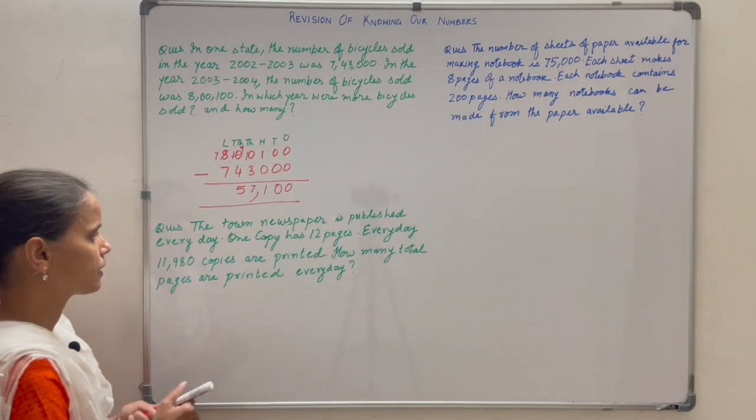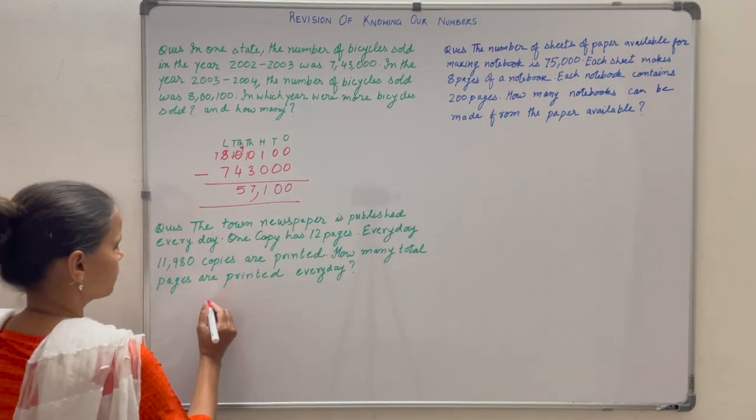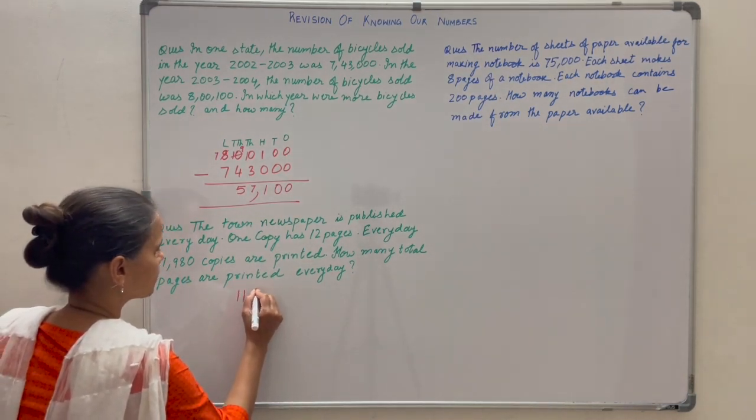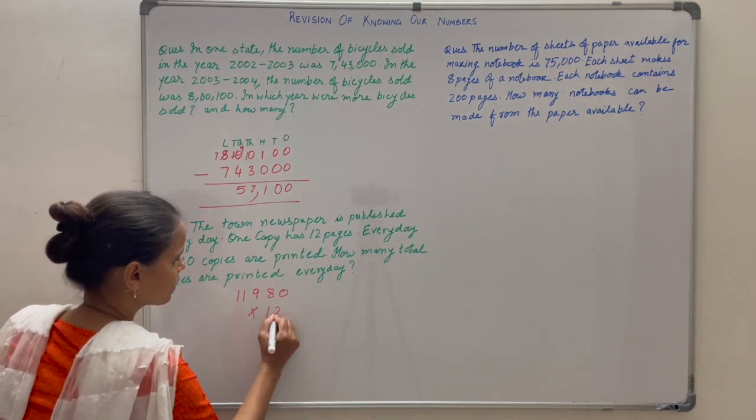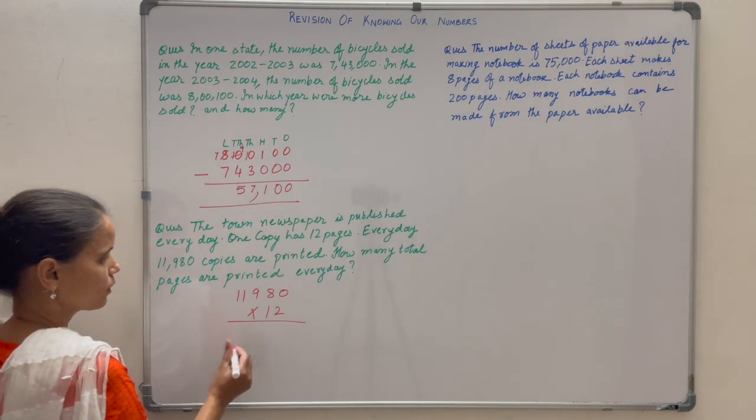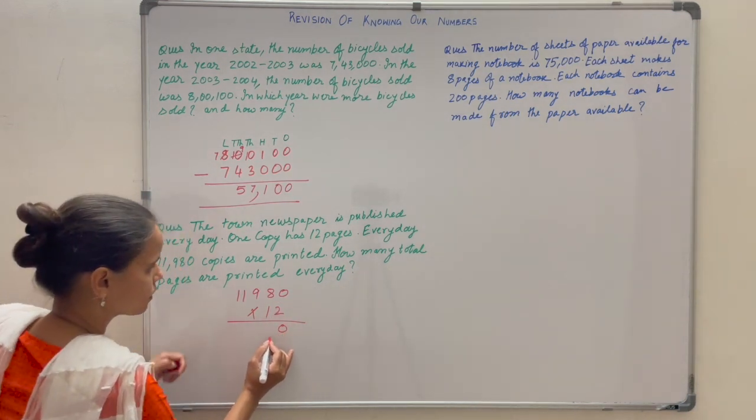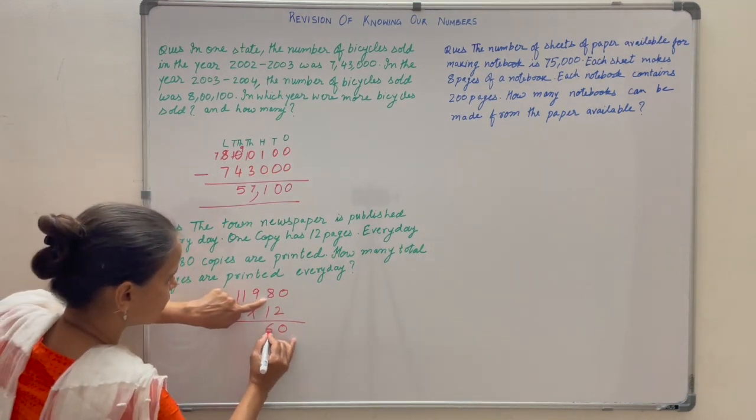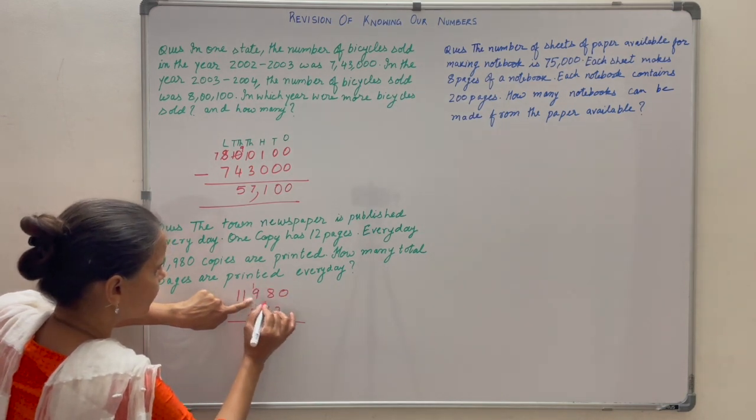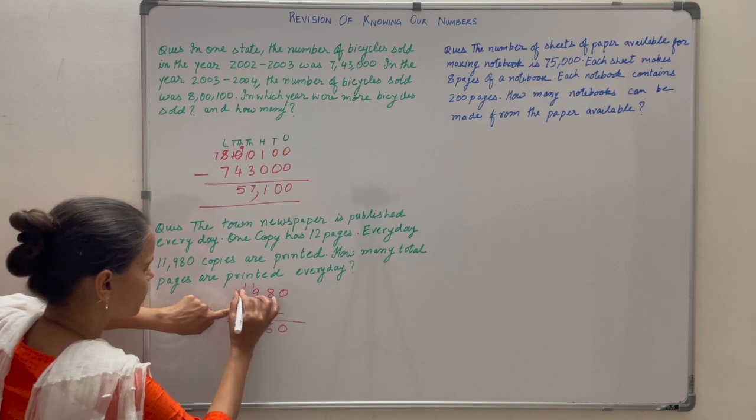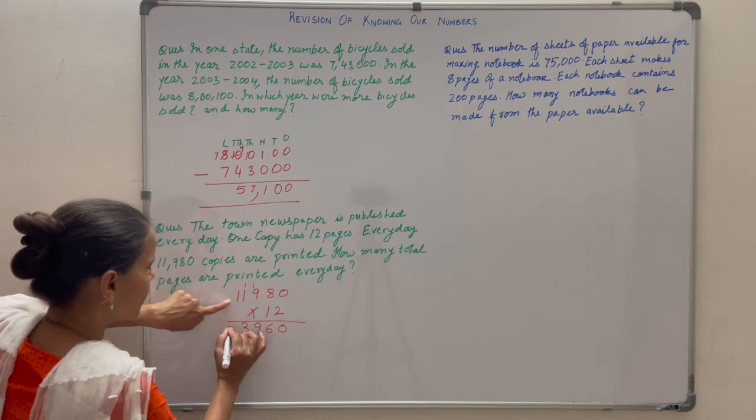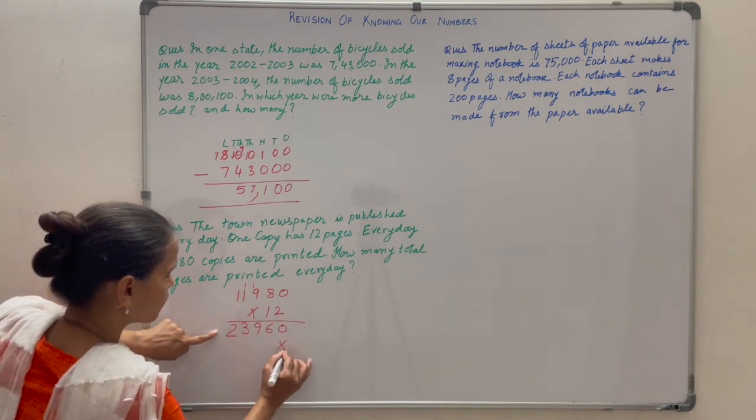Into 12. So let us find out. 11,980 has to be multiplied by 12. So 2 into 0 is 0. 8 into 2 is 16. Carry over 1. 9 2s are 18 and 1, 19. Carry over 1. 2 1s are 2 and 1, 3, and 2 1s are 2. We put one cross here.